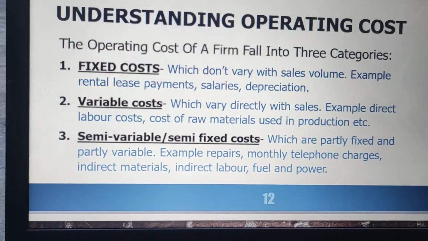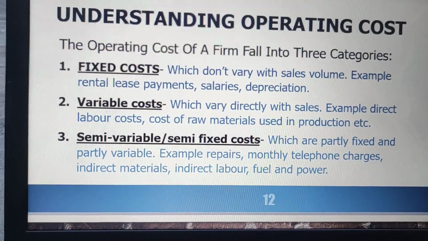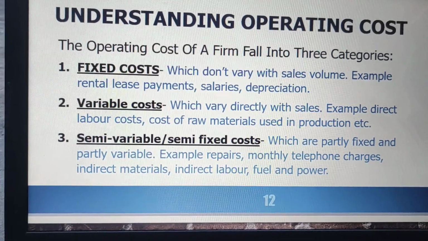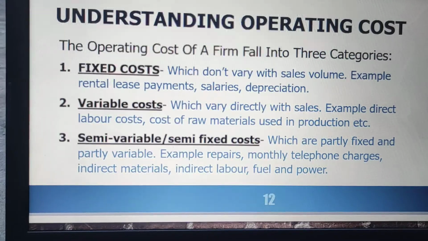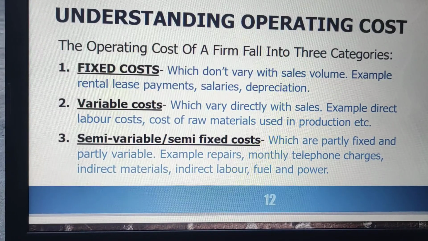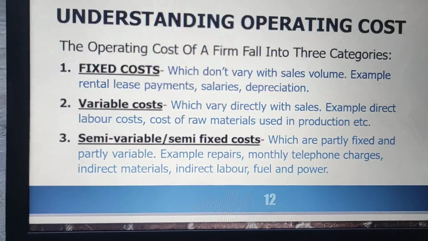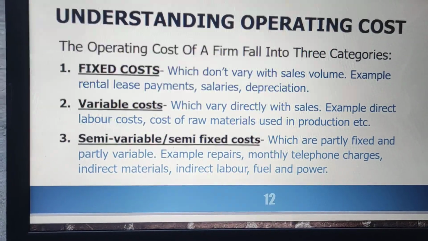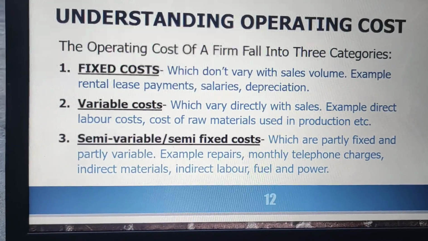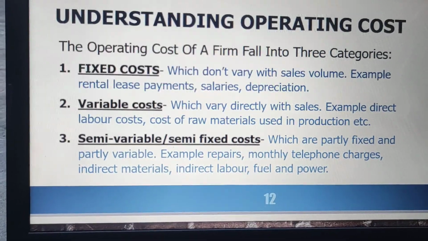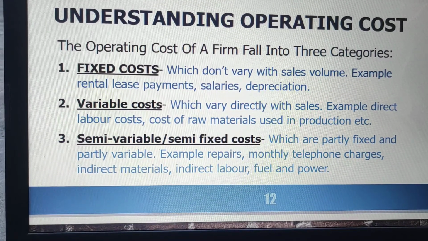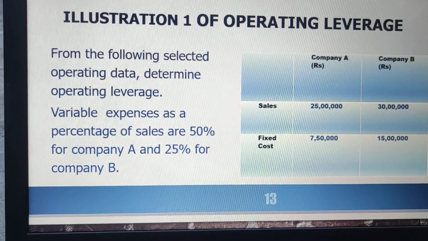Variable cost is one which varies directly with sales. If sales increase, variable cost increases. If sales decrease, variable cost also decreases. Examples are direct labor cost, cost of raw materials used in production, etc. The third one is semi-variable cost, which is partly fixed and partly variable. Examples are repairs, monthly telephone charges, indirect material, indirect labor, fuel and power, etc.